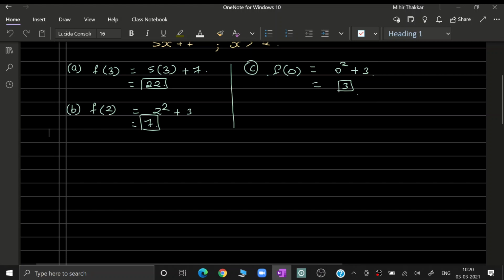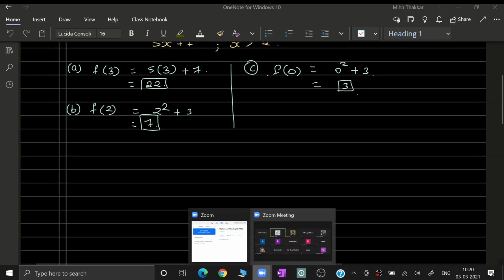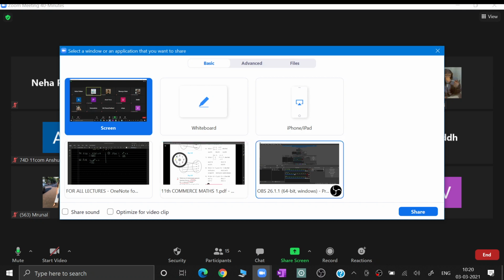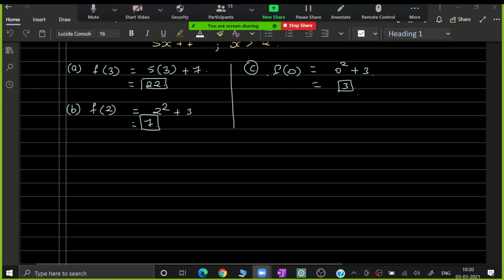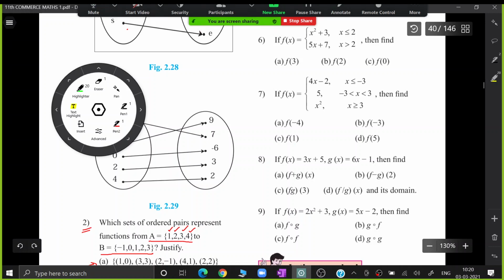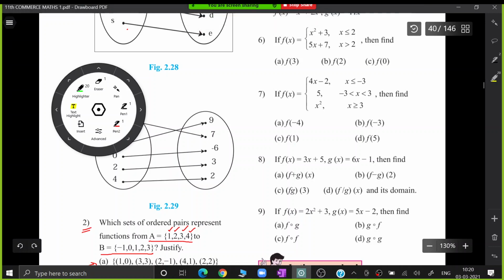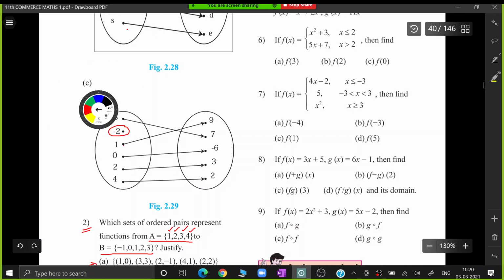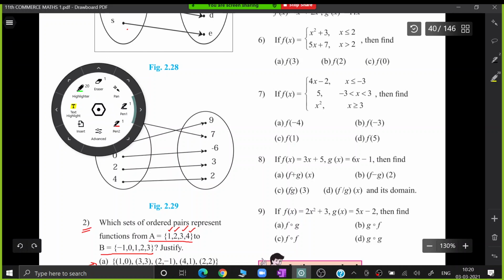In the last class, we had finished off until question number 7 of your exercise 2.1. Now, today we have to continue with the remaining questions. So, let us start. Question number 8, if you observe, it's asking us f(x) is equal to 3x plus 5 and g(x) is equal to 6x minus 1. What we have to do over here is find f plus g(x), f minus g(x), and so on. So let us start with the first one.